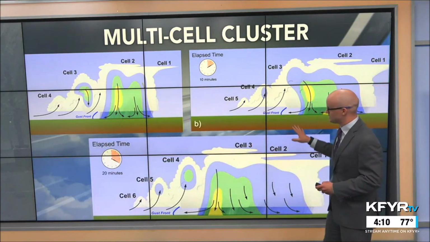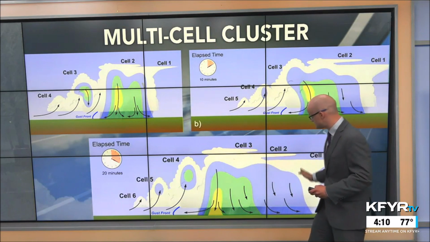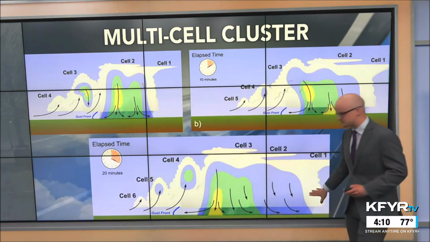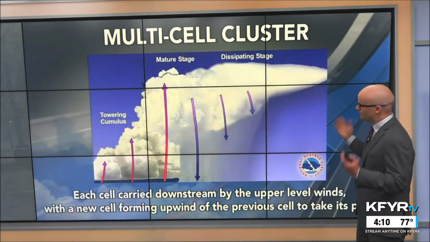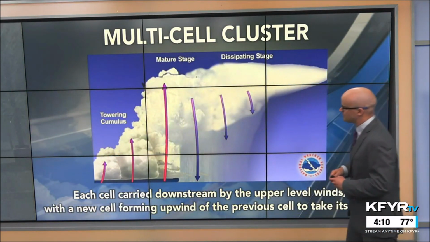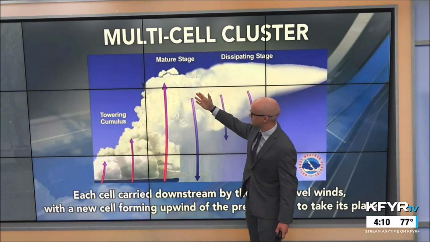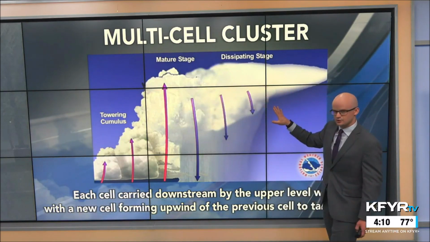So as we look at the schematic over a longer period of time, let's say 20 minutes, you can see each one of these cells growing, forming new cells behind it as the first ones dissipate. Looking at a different view of these multi-cell clusters, the towering cumulus clouds form. We get our cumulonimbus clouds producing those strong thunderstorms and then dissipating as they lose that updraft.